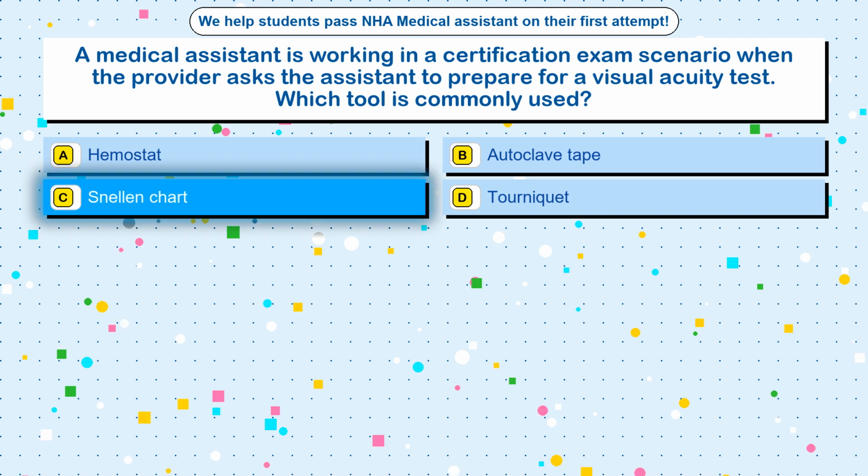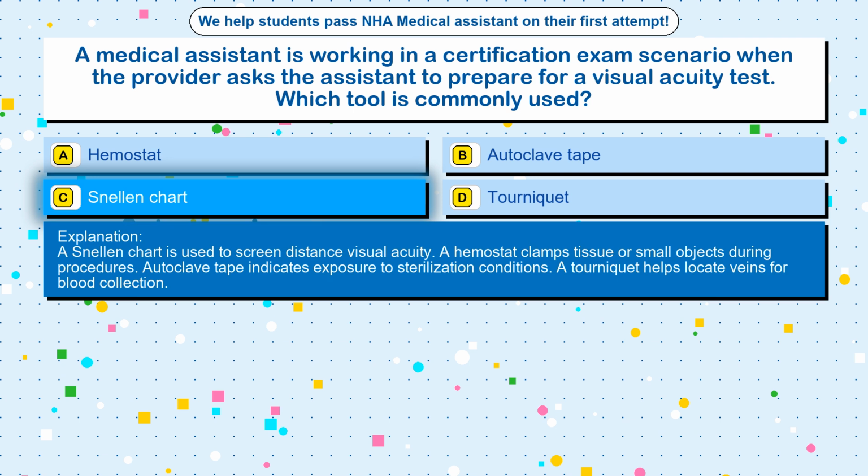The correct answer is option C, Snellen chart. A Snellen chart is used to screen distance visual acuity. A hemostat clamps tissue or small objects during procedures. Autoclave tape indicates exposure to sterilization conditions. A tourniquet helps locate veins for blood collection.